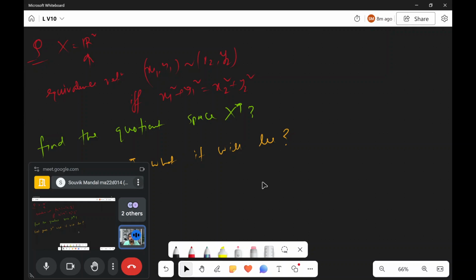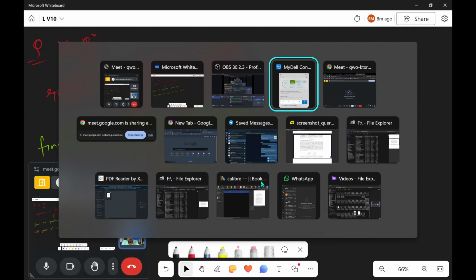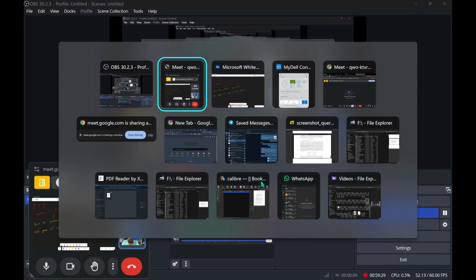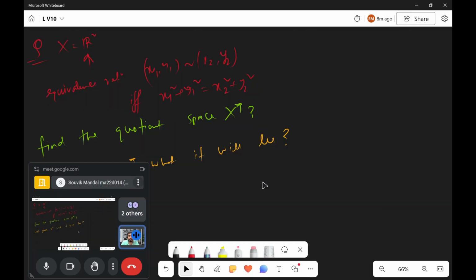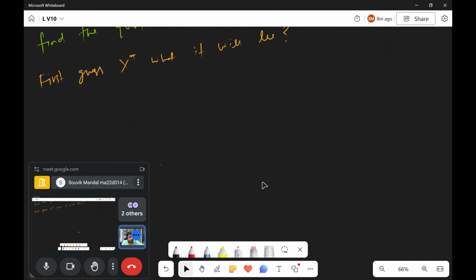Are you able to figure out what the possible quotient space will be? I mean, are you able to guess till now? Okay, so let me explain it.